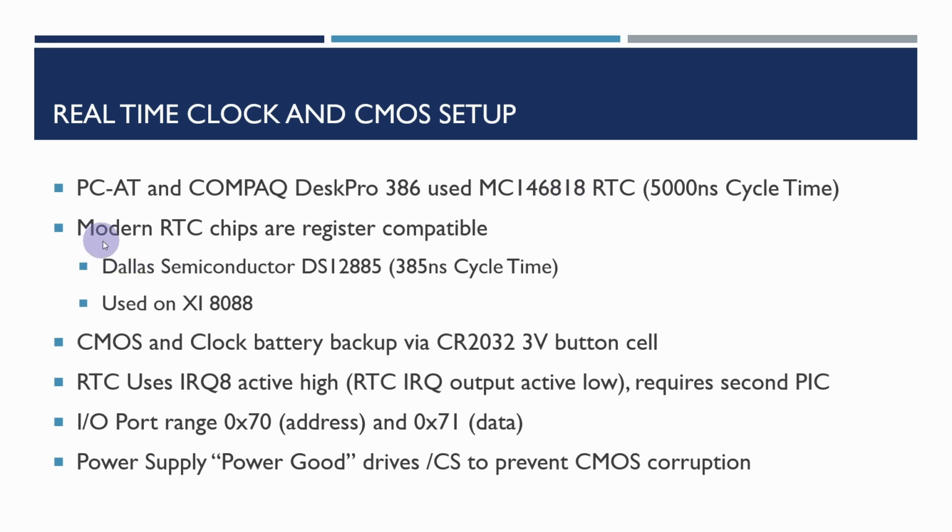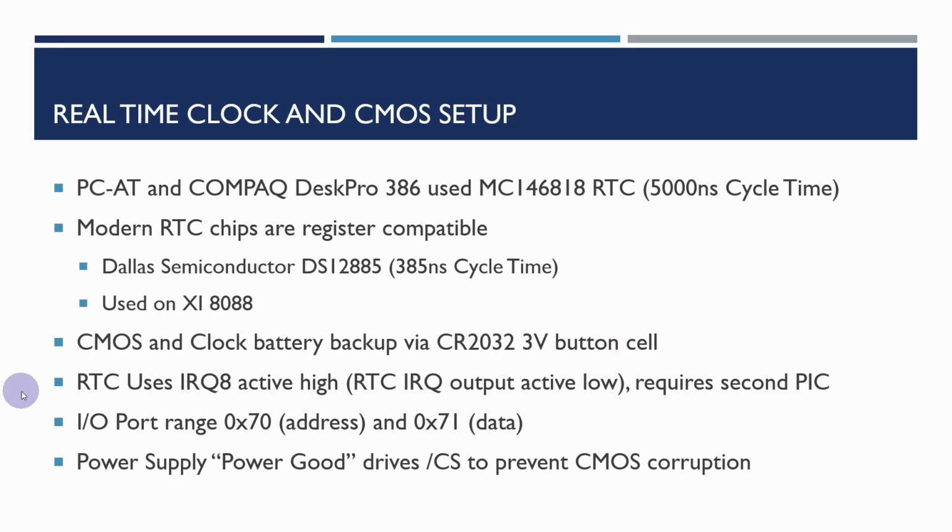Now modern real-time clock chips are register compatible, and the one I'll be using is a Dallas Semiconductor DS12885. This has a 385 nanosecond cycle time, so it's quite a bit faster than this one, and this is the one which is used on Sergey Kiselev's XI8088. So the CMOS and the clock battery are backed up by a 3-volt CR2032 button cell.